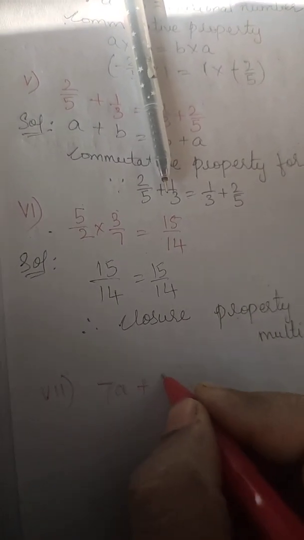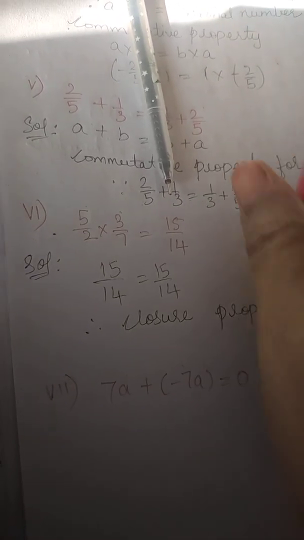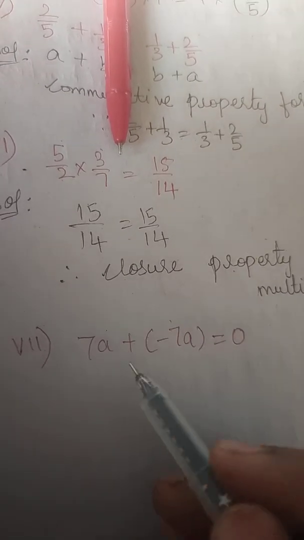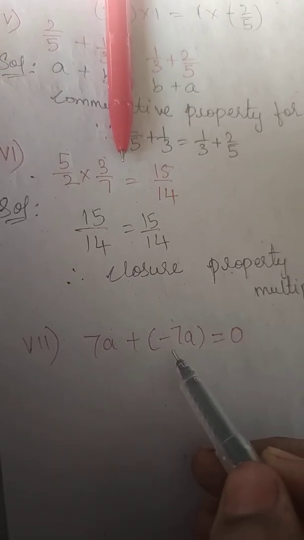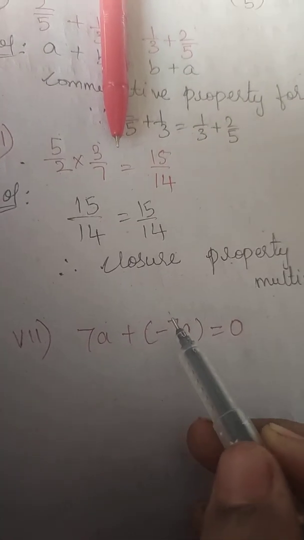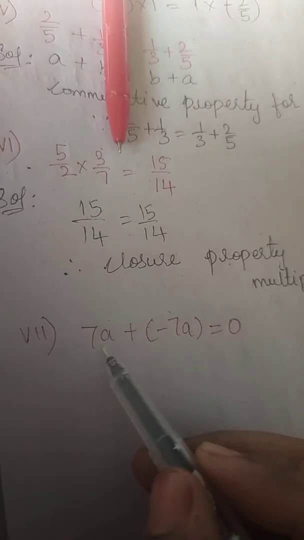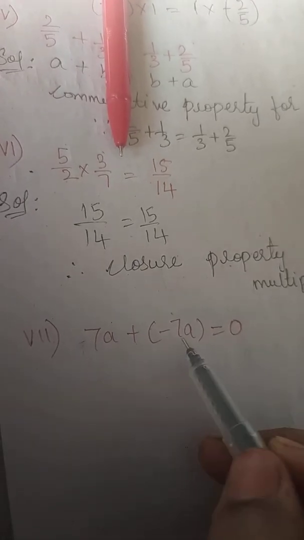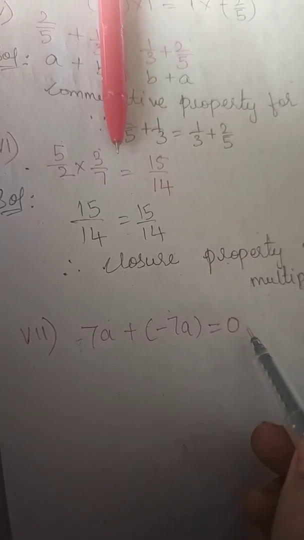7a plus of minus 7a is equal to 0. Okay, here we are having two numbers. One is a positive number and its additive inverse. Okay, do you remember children? Additive inverse is we will take the opposite sign of the rational number. Here we are having a rational number 7a and its opposite sign. Okay, here we are having plus, so we are taking here minus. If we add both the numbers we get the answer 0.